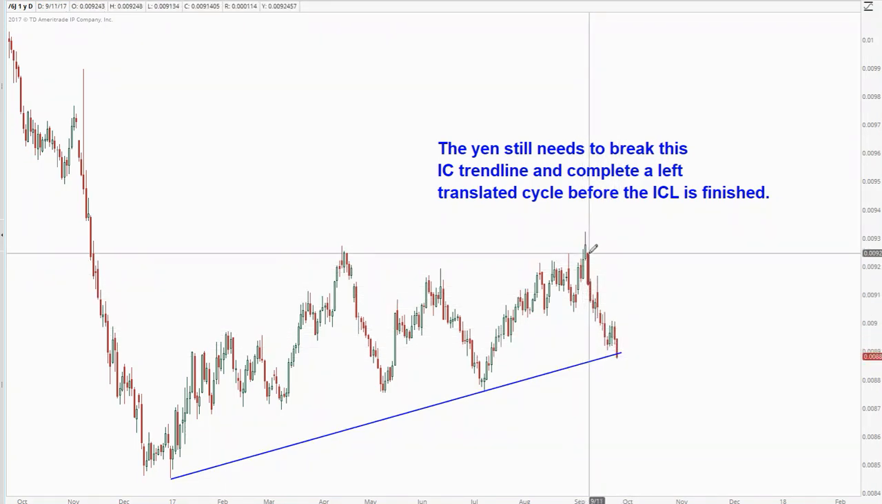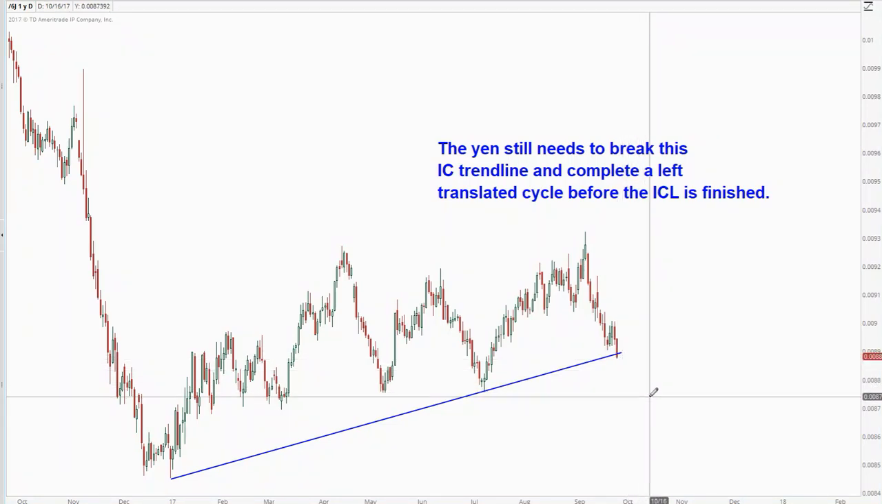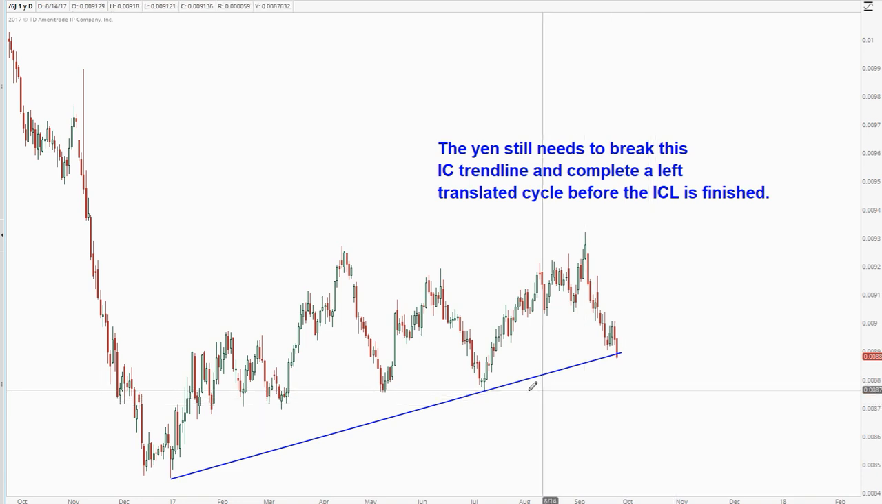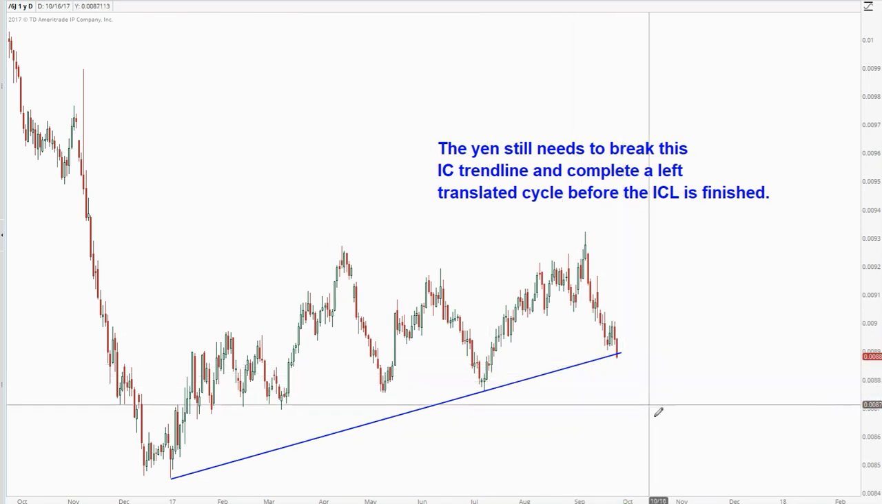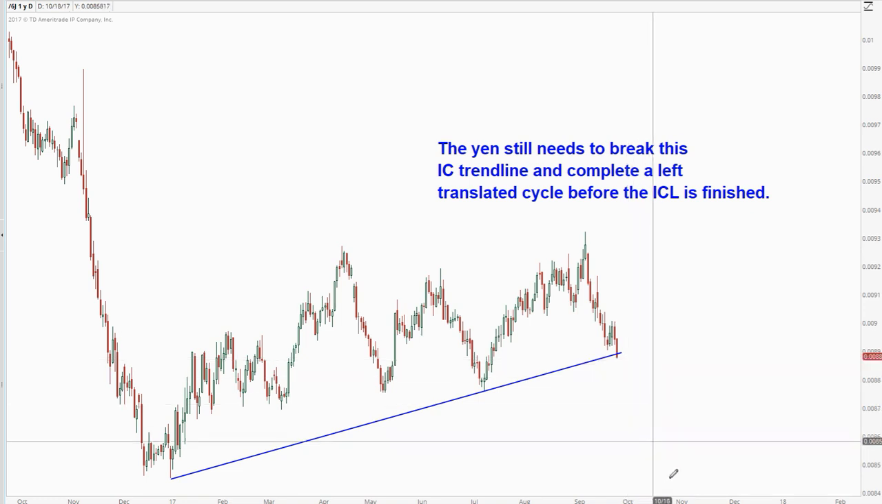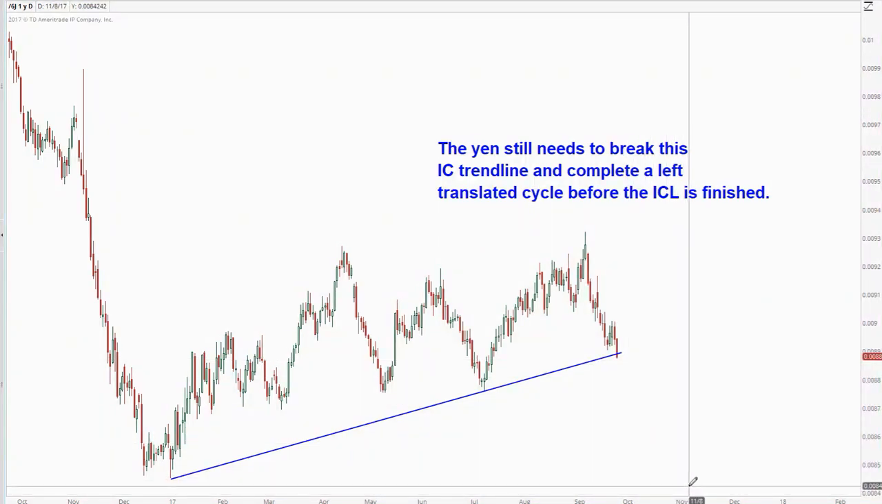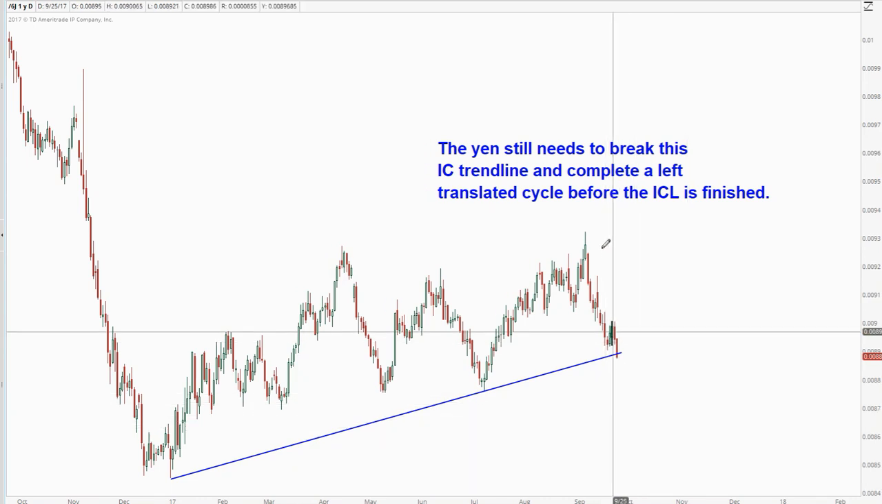Cycle topped fairly quickly on day, what is that, day 5 or 6. So we've got a lot of days left yet here before the yen is going to be due to put in that cycle bottom. It's probably going to have to break below this daily cycle low as well. Again, doubtful that this will end until mid to late October, maybe even early November.